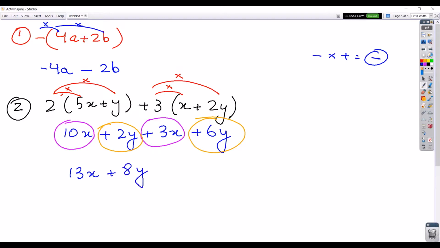So we cannot simplify it more because we have already got it in the simplified form, 13x plus 8y. That's the simplified answer for this one. So here I've shown you some examples on how to expand the single brackets. And now we'll be moving on to the next one to show how to expand the double brackets.